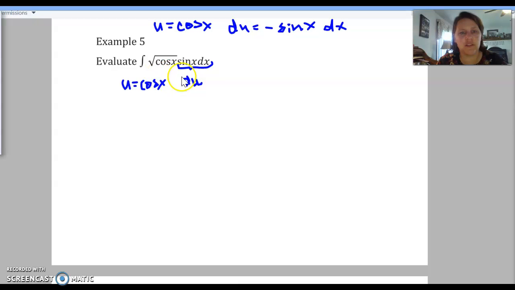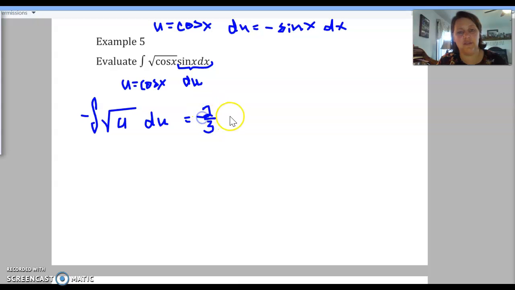Okay, so let's rewrite. Doing our u substitution, we've got the integral of the square root of u, and then just du with a negative. And yeah, then we're ready to integrate. So this would be u to the 1/2. So we're going to add 1, get 3/2, divide by that number. So we get negative 2/3 out in front, u to the 3/2 plus c.